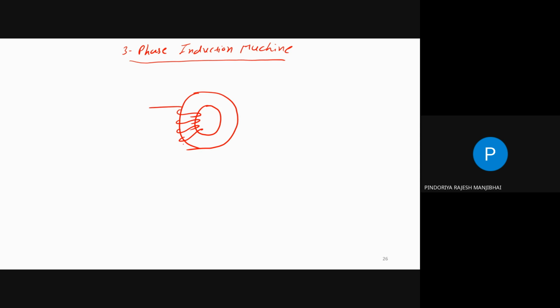Correct. So we can say this is a three-phase motor, correct? So we have to supply the three-phase winding, correct? So we can say R phase, Y phase, and B phase. So we have to supply the three phase, and this is the shaft, otherwise we can say the rotor. It is rotating, correct? So this is a simple machine.